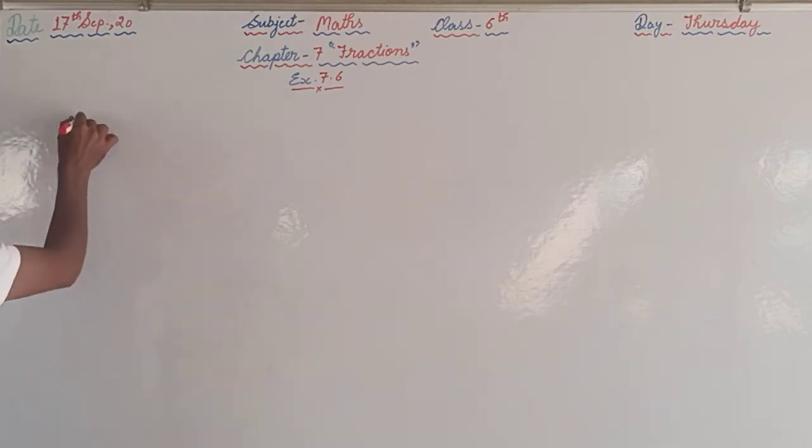Question number 7. Nandini's house is 9/10 kilometers from her school. She walked some distance and then took a bus for half kilometer to reach the school. How far did she walk?